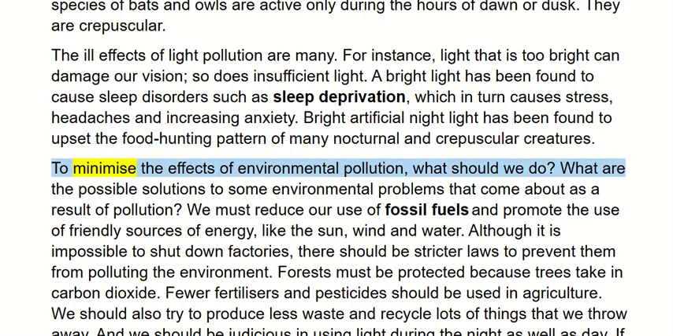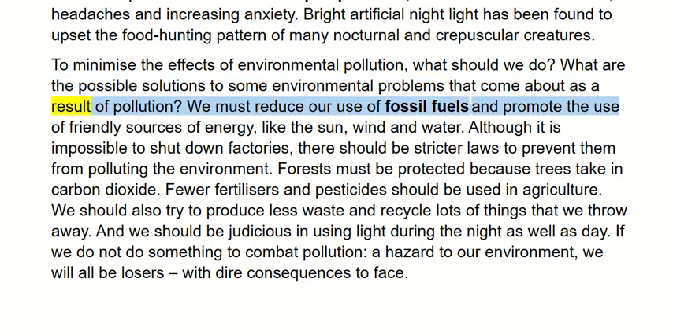To minimize the effects of environmental pollution, what should we do? What are the possible solutions to some environmental problems that come about as a result of pollution? We must reduce our use of fossil fuels and promote the use of friendly sources of energy, like the sun, wind, and water. Although it is impossible to shut down factories, there should be stricter laws to prevent them from polluting the environment. Forests must be protected because trees take in carbon dioxide.